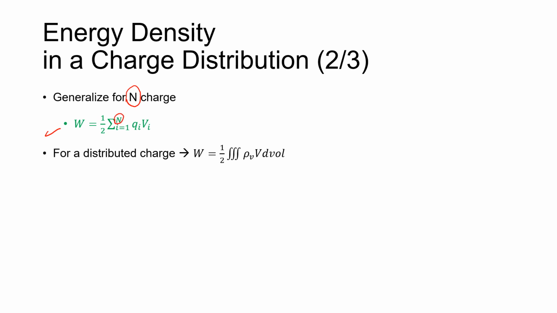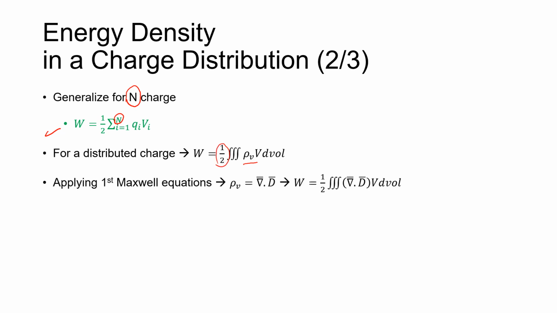And if we assume that we have a distributed charge instead of just a charge concentrated at a point, then you can calculate W as rho V multiplied by V, dv, and integrate over the volume. And don't forget, of course, the half. Let's do some analysis from what we have learned so far. We have learned the first Maxwell equation, rho V equal to divergence of D. Substituting with this one, our equation will be written as here.